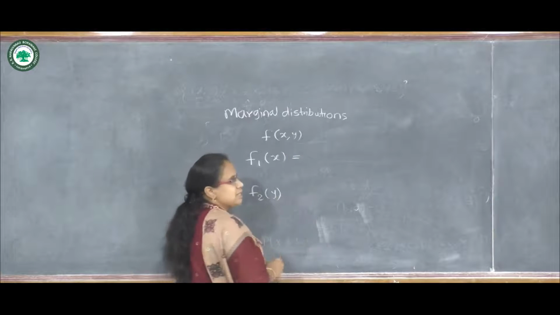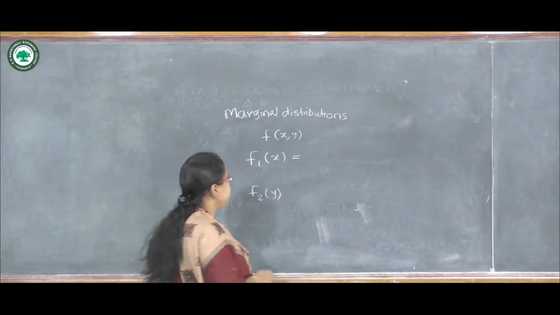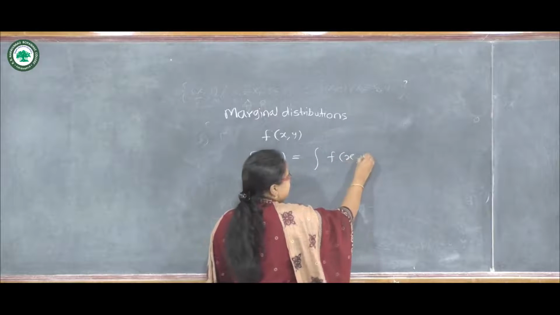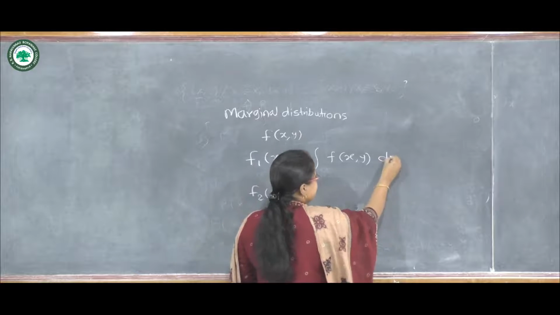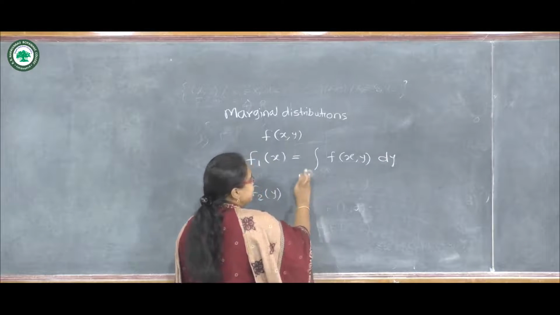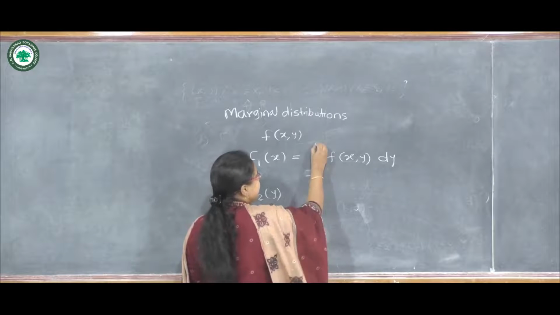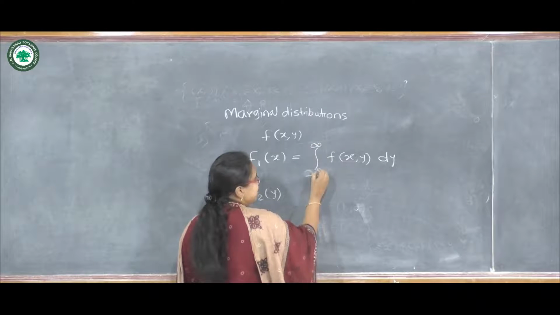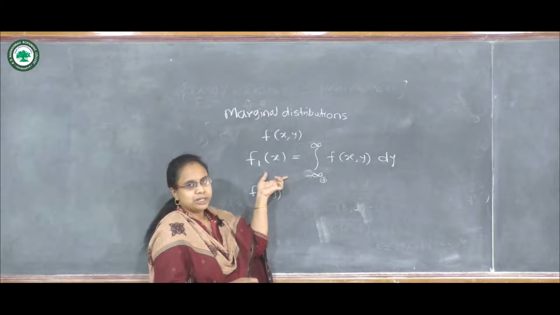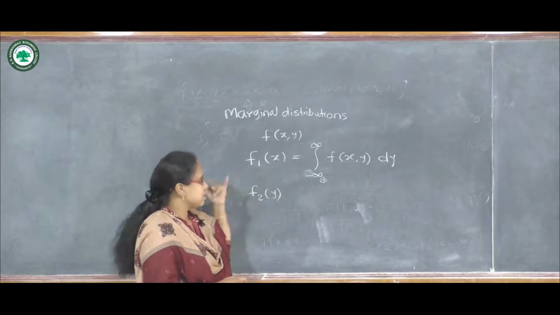So f1x is calculated by using the formula, that is, integrate this f of xy with respect to y, so dy over the range of y. So I am writing here y from minus infinity to infinity. So this is the integration for y. So in this way we can calculate the marginal PDF of x.